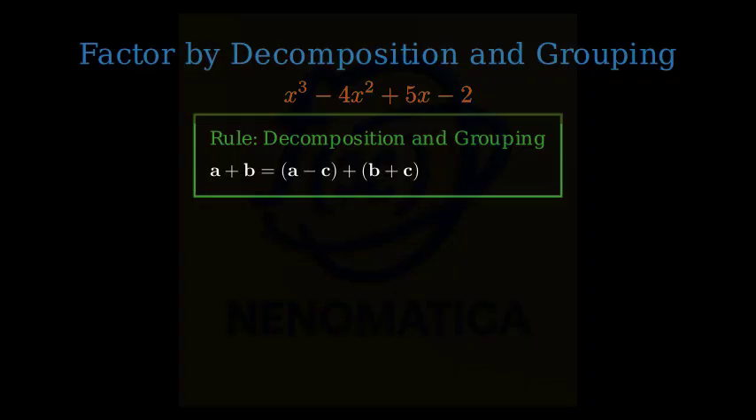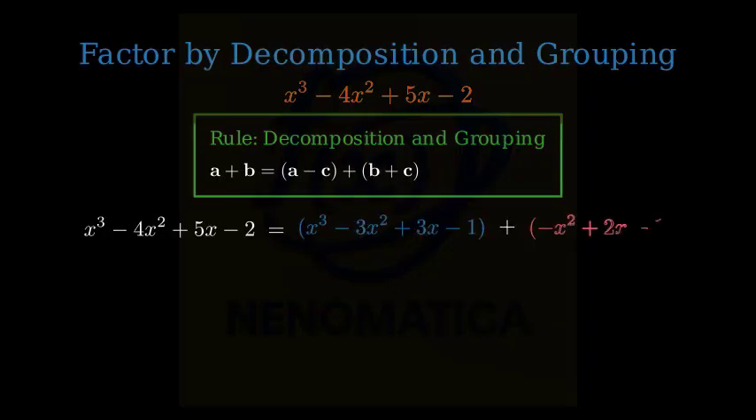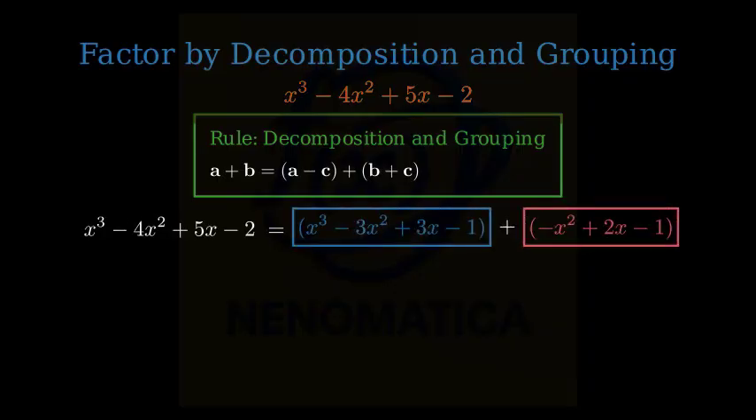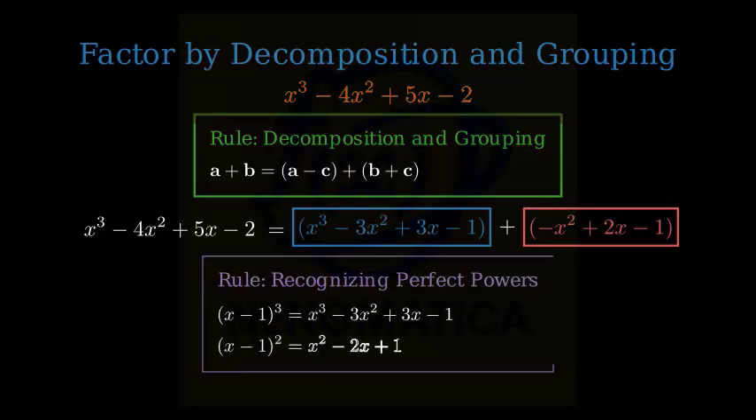Step 1. Decompose the polynomial into two groups that we will recognize. We write x cubed minus 4x squared plus 5x minus 2 as (x cubed minus 3x squared plus 3x minus 1) plus (negative x squared plus 2x minus 1). Step 2. Recognize perfect powers. Notice that x cubed minus 3x squared plus 3x minus 1 equals (x minus 1) cubed, and x squared minus 2x plus 1 equals (x minus 1) squared.